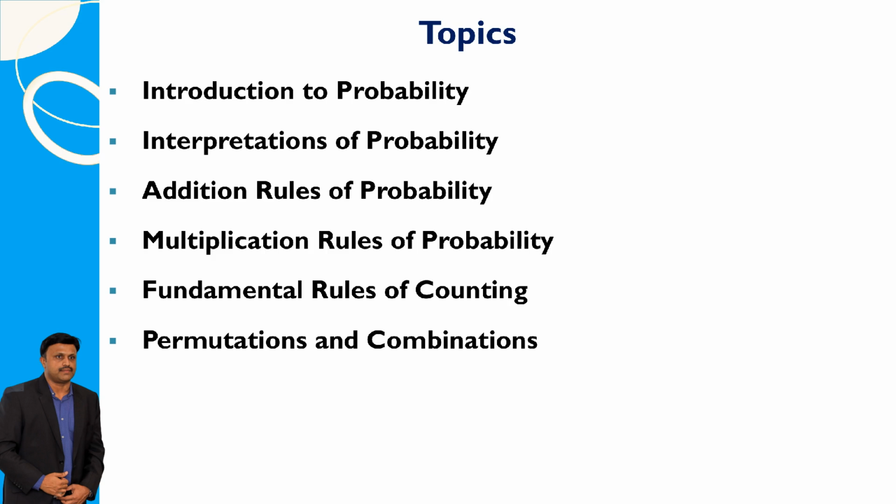Multiplication rules of probability. Finding the probability of multiple events happening together, with a focus on independent and dependent events. Fundamental rules of counting. Key counting methods, including the multiplication and addition principles. Permutations and combinations. Methods for counting arrangements and selections.